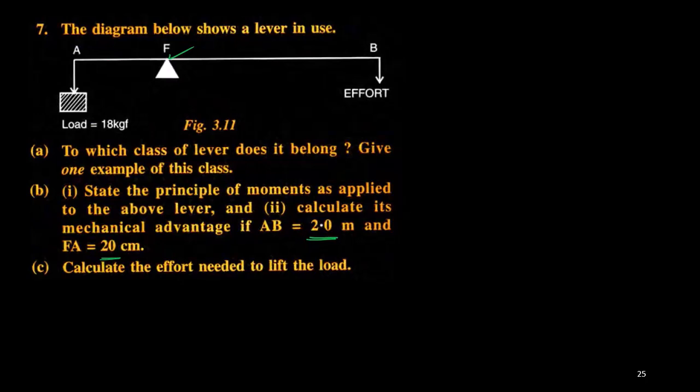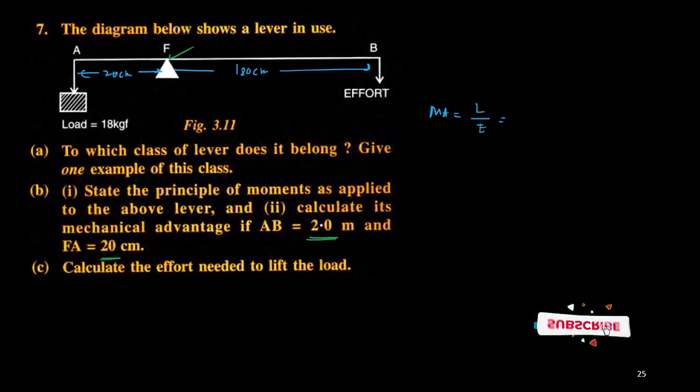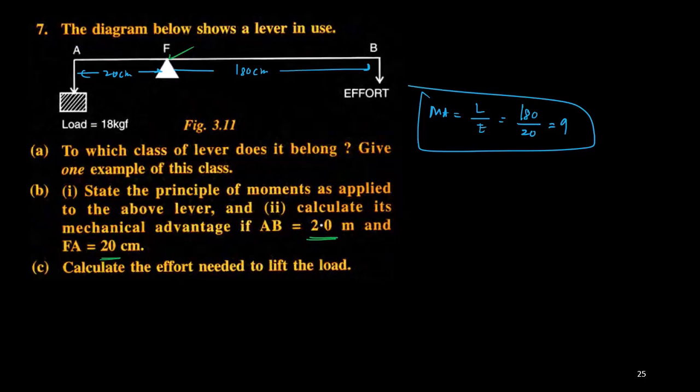So what is this distance? AB is 2 meter and FA is 20 centimeter. That means this much length is 200 minus 20, which is 180 centimeter. Can I say it? And this is 20 centimeter. So mechanical advantage equals L by E, which is 180 by 20, that is 9. The mechanical advantage is 9.